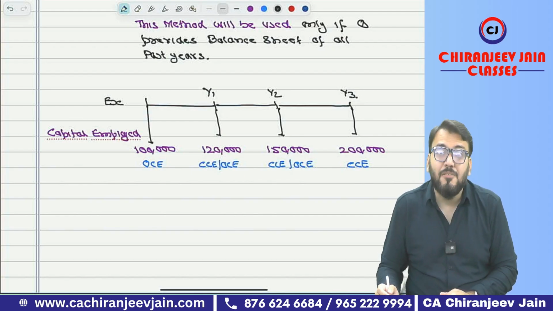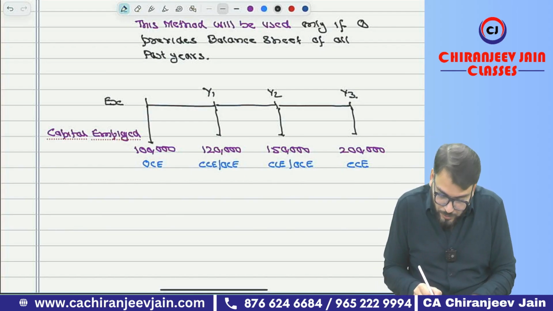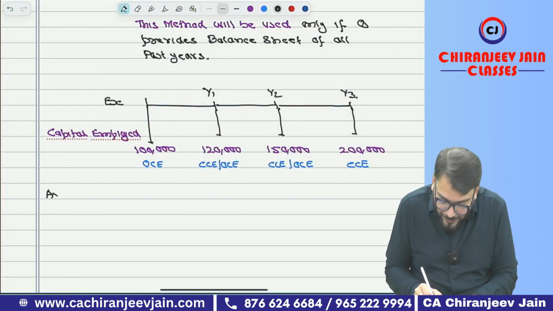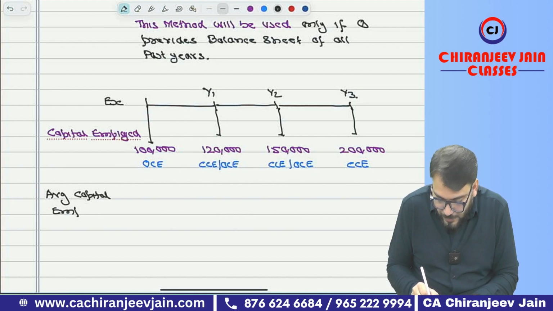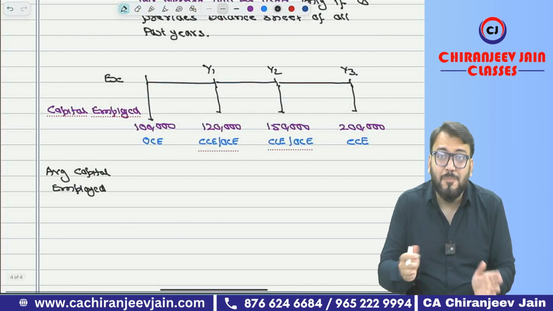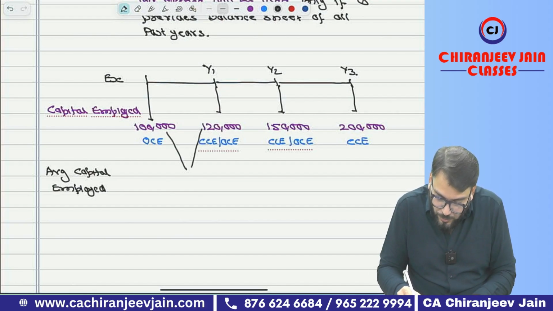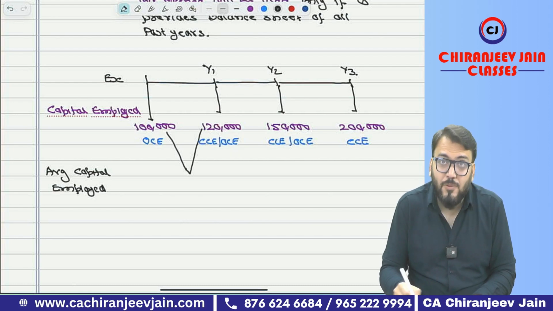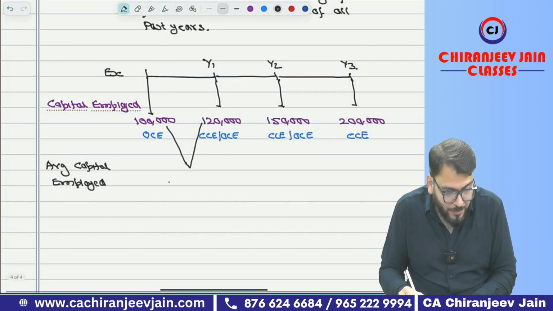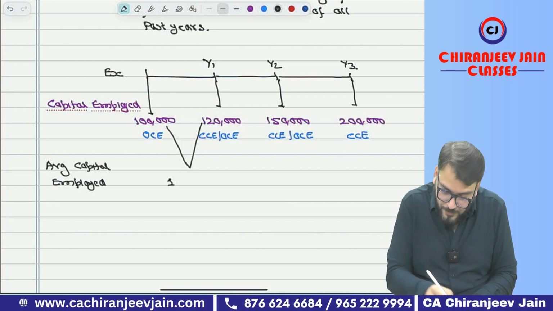So from this we'll calculate the average capital employed of each year. So we'll now calculate average capital employed. So average capital employed will be what? Opening plus closing divided by 2. So opening plus closing divided by 2, it is coming how much? It is 2,20,000 divided by 2. So this will become how much? 1,10,000. So this will be 1,10,000.